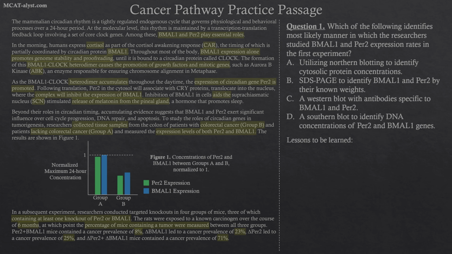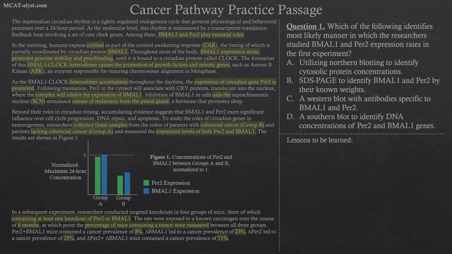The first question that we're going to talk about asks which of the following identifies the most likely manner in which the researchers studied BMAL1 and PER2 expression rates in the first experiment. A lot of words, great, whatever. So two key things. Remember, I said that your job is to pick the best answer choice, not a correct one. Notice that in this question, they said most likely. So it's possible that there's an answer choice that likely provides an answer, but it's not the most likely. Your job is to find the most likely answer choice. Pick the best answer choice, not just any correct answer choice.